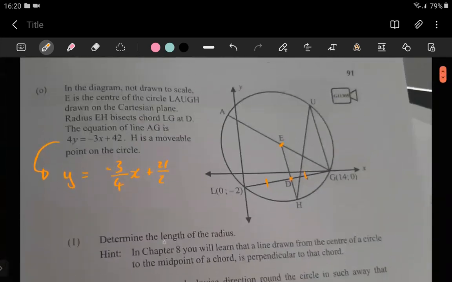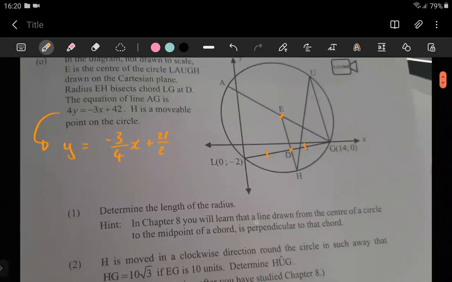They say determine the length of the radius. Okay. Hint, in chapter 8, you will learn that a line drawn from the center of a circle to the midpoint of a chord is perpendicular to the chord.